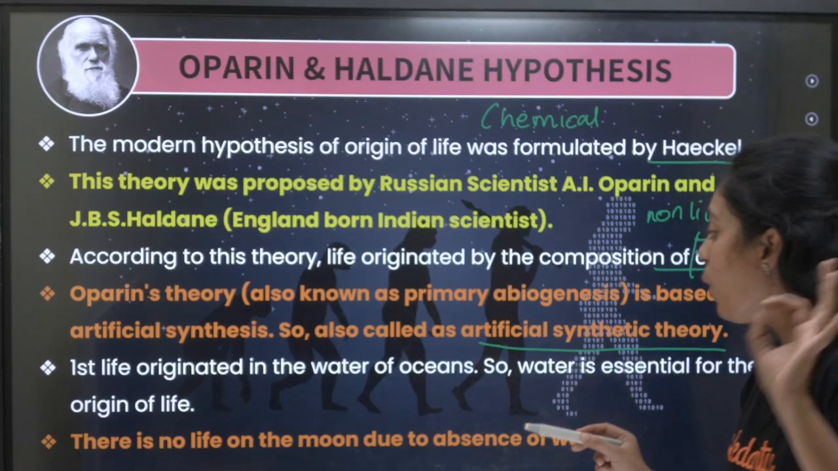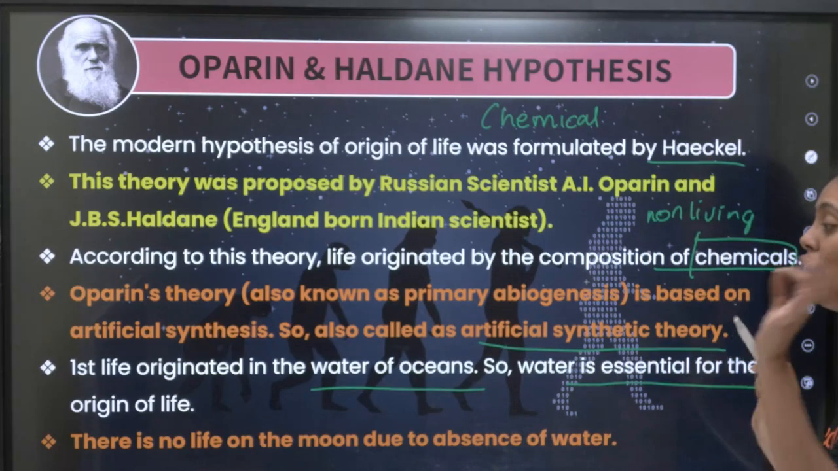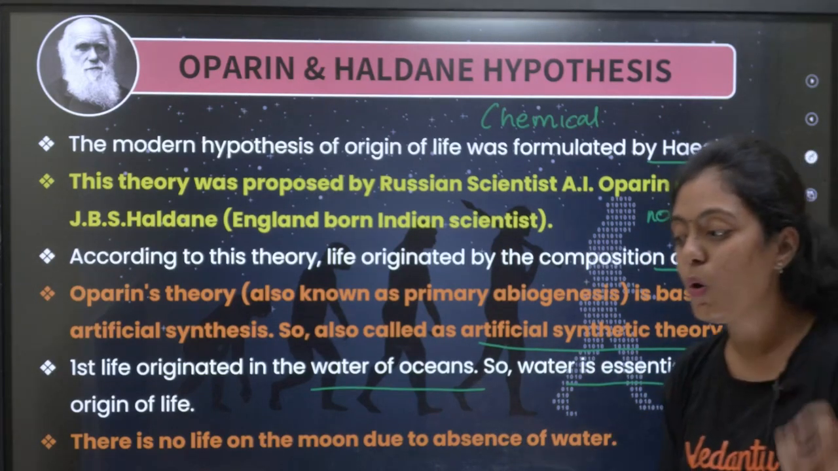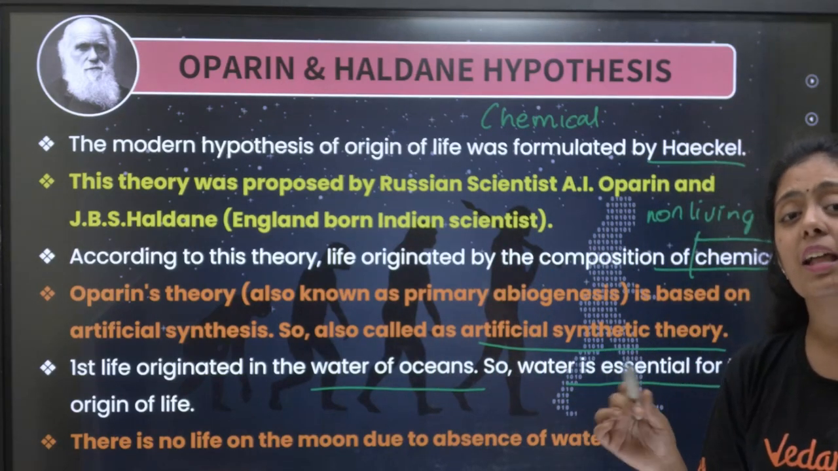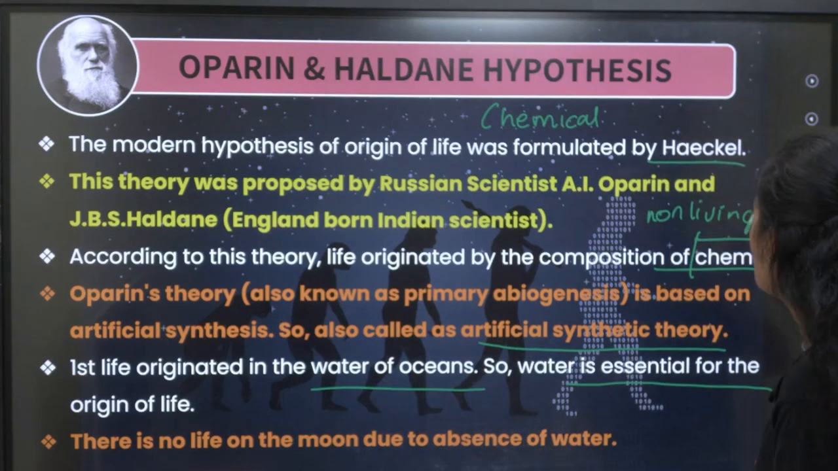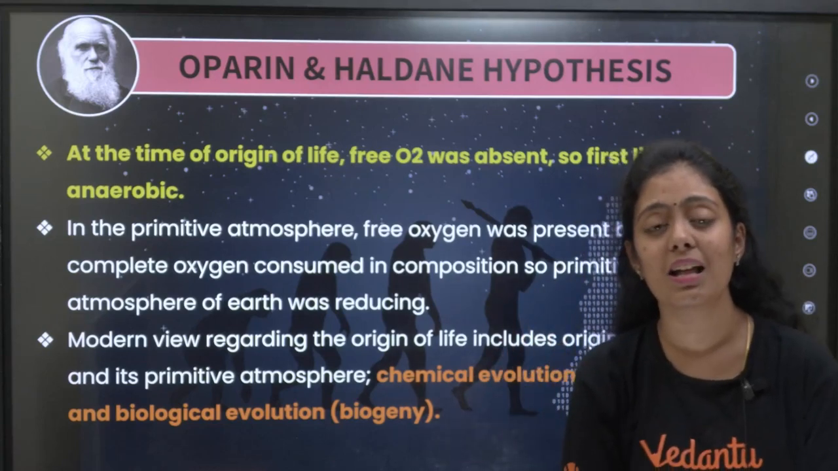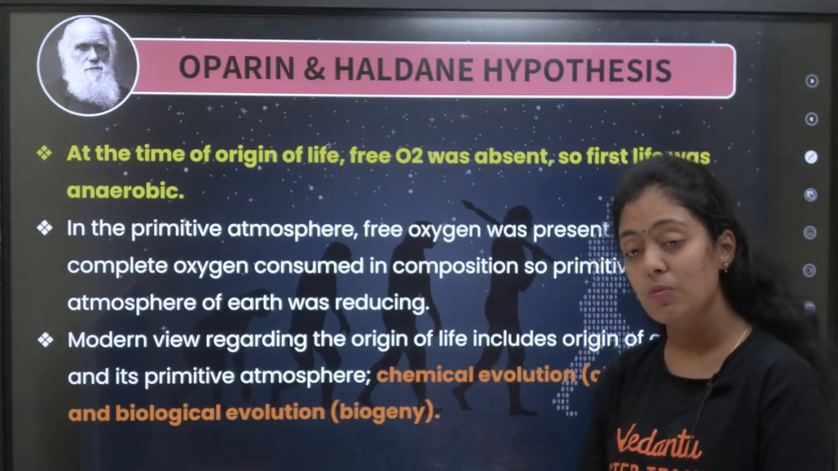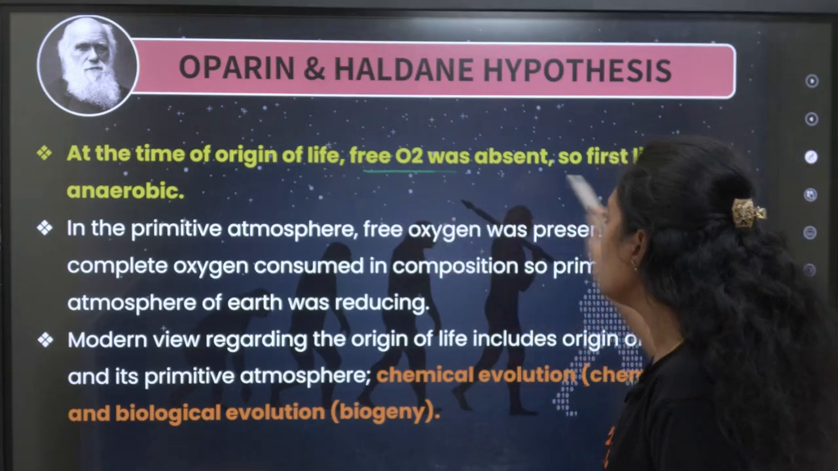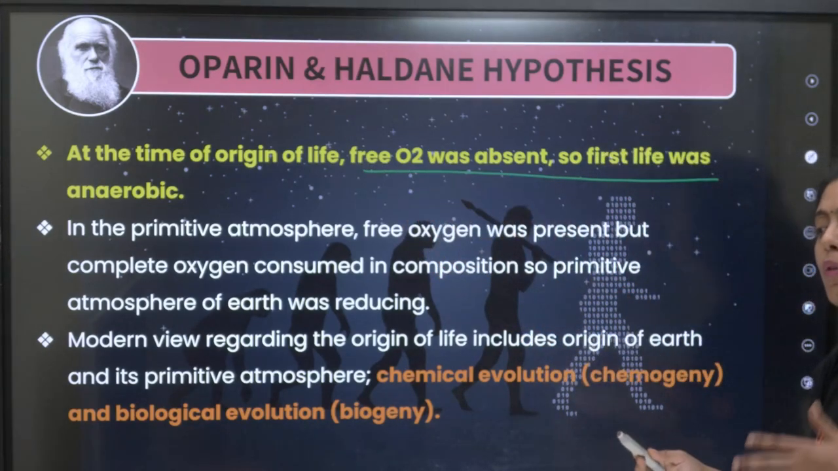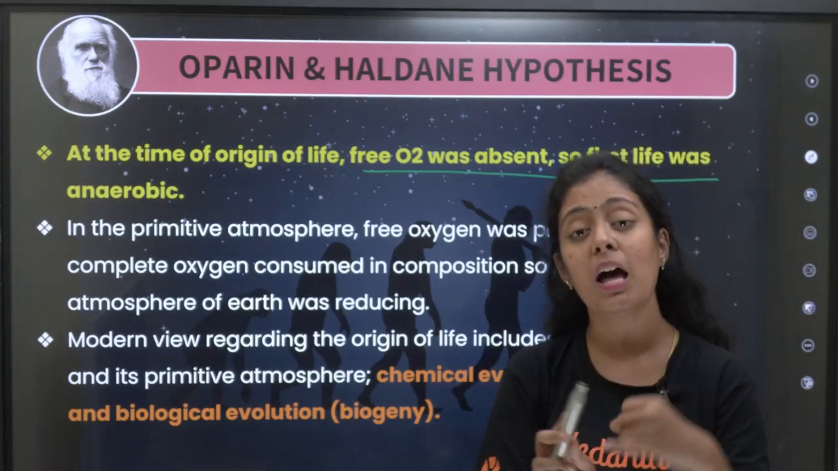The first life originated in the water of oceans. So water is essential for the origin of life. There is no life on the moon due to absence of water. Water is not available there, so there is no life. Okay, so it's very, very important to understand that the chemicals were synthesized first. Only then the life was formed. At the time of origin of life, free oxygen was absent, so the first life was anaerobic.